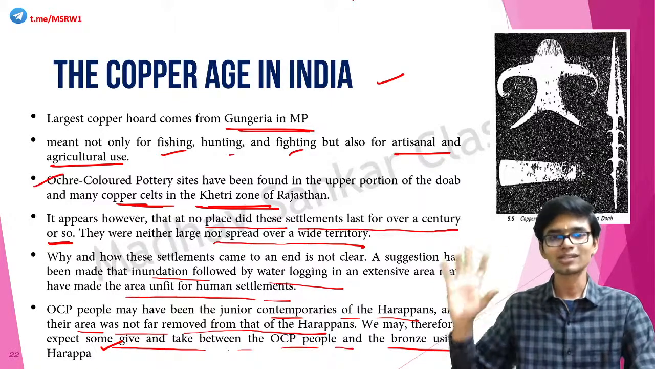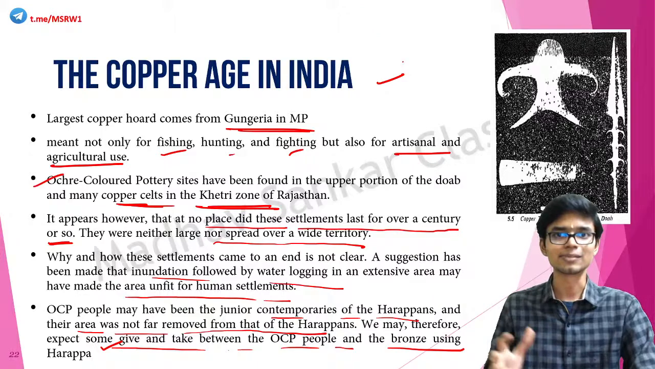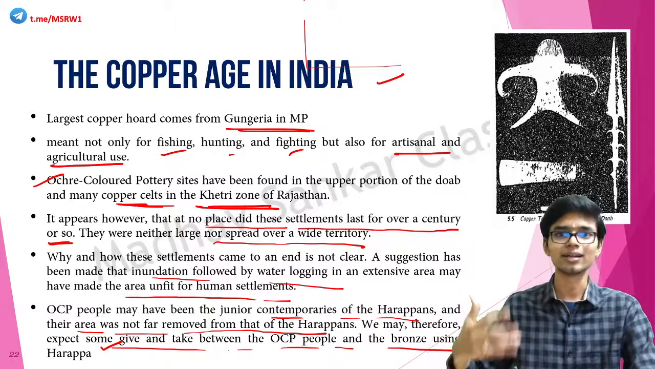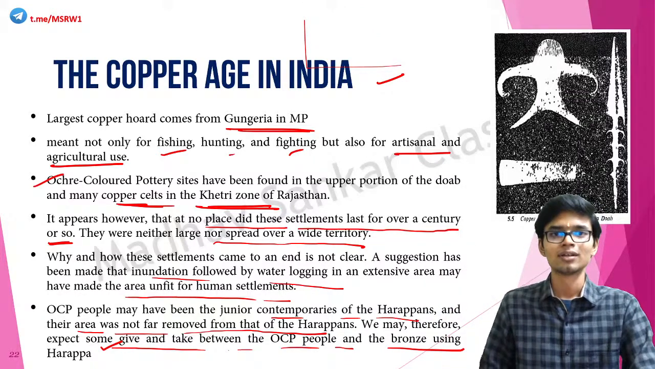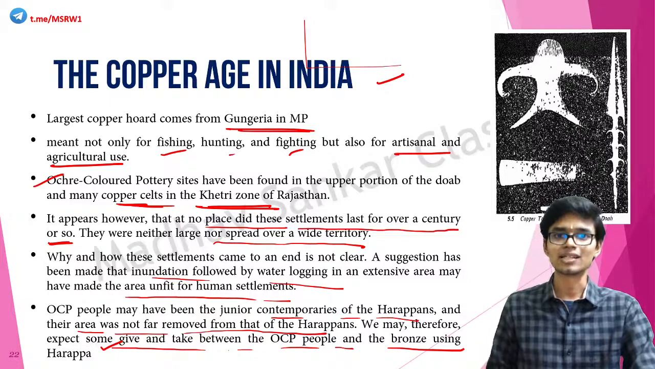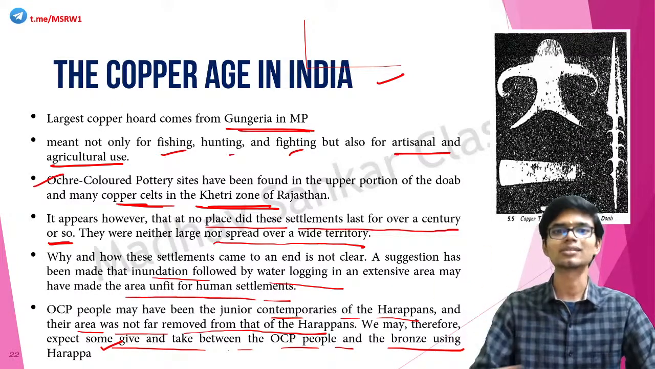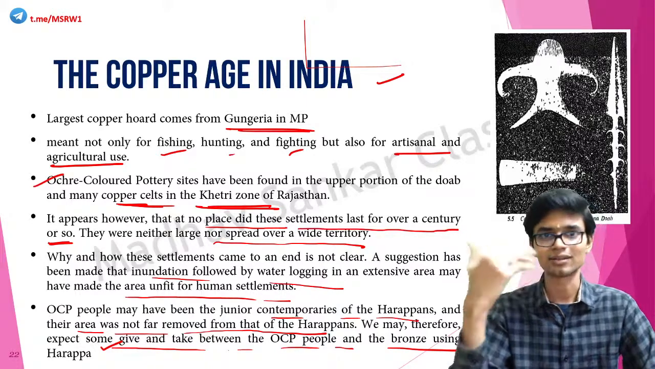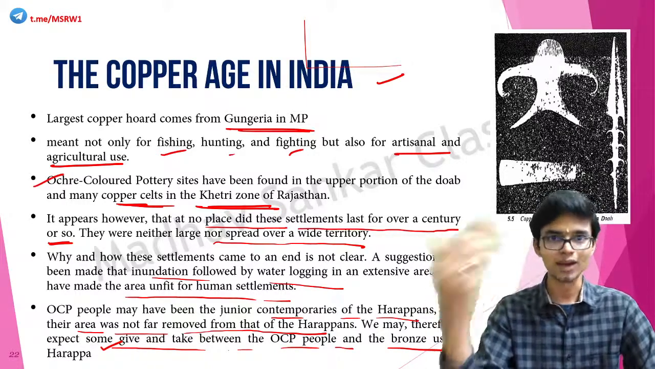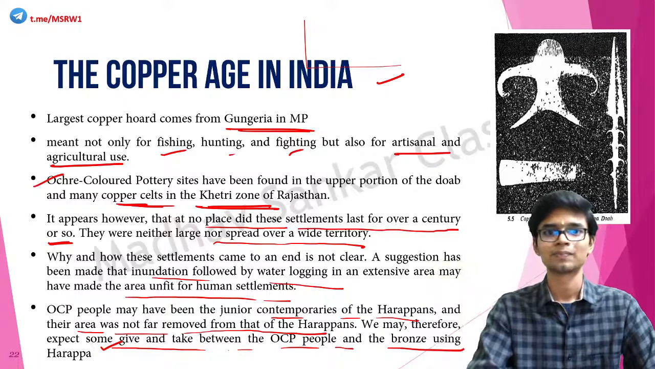All these advancements that human beings made in this period eventually culminated in the Indus Valley civilization. Clear? So we will study about the Indus Valley civilization and Aryans in the next class: how the Indus Valley civilization emerged, its major phase, its collapse, and the arrival of Aryans.